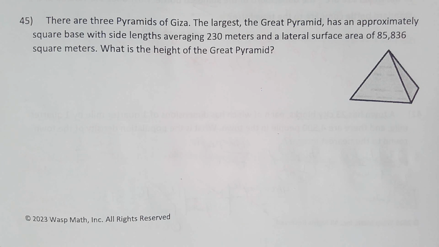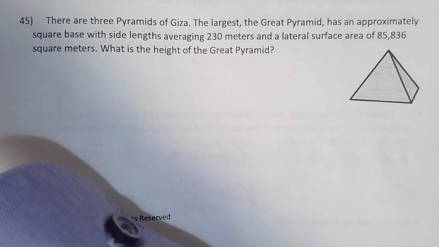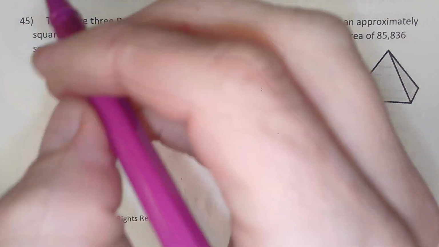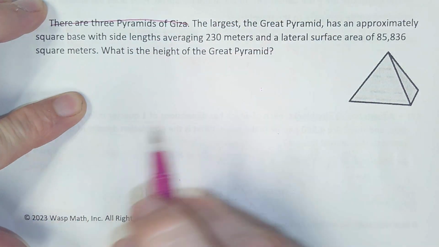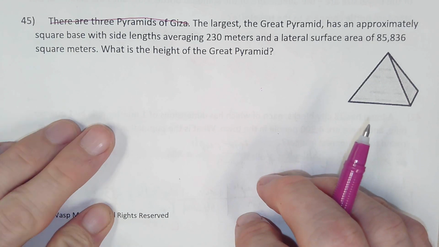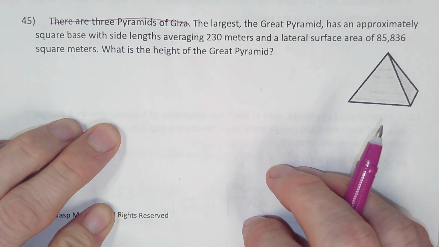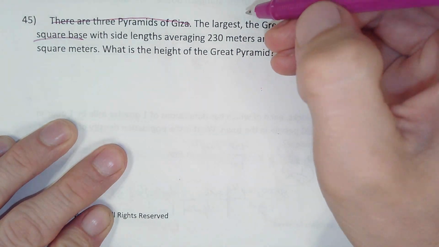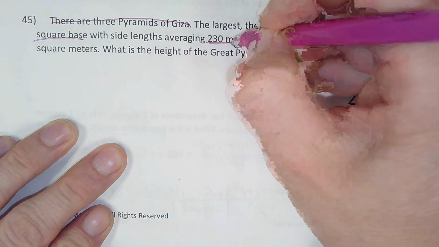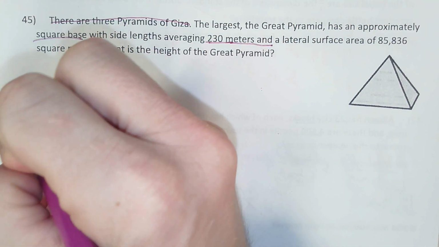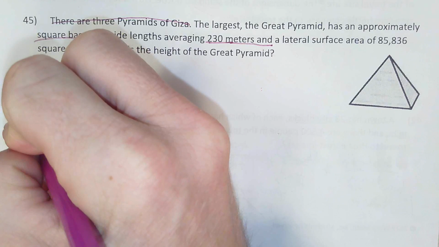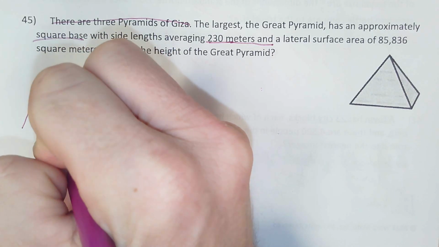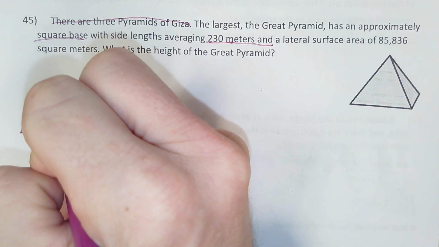All right, there are 3 pyramids in Giza. The largest, the Great Pyramid. All right, who cares about the first part? Don't care about this. The largest has an approximately square base. It's a square base with side lengths of 230 meters. So we have a square base pyramid. Try to draw that. Square base pyramid.